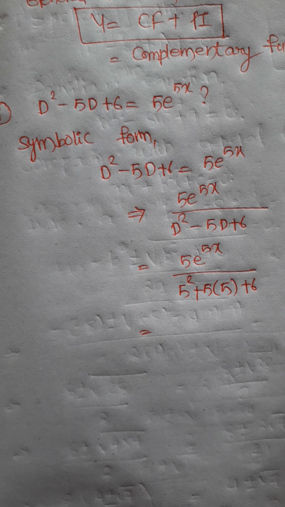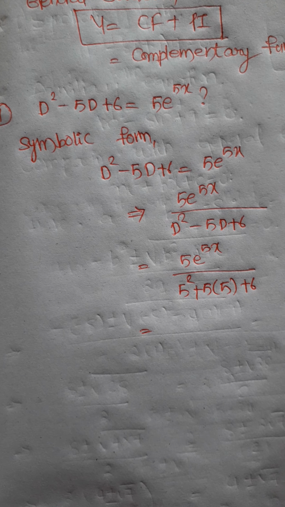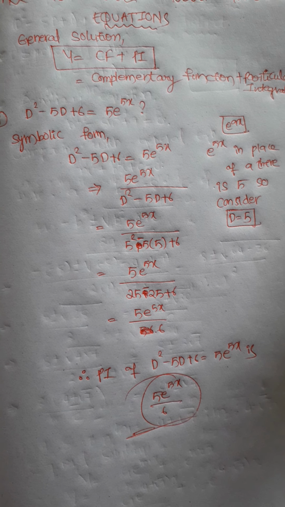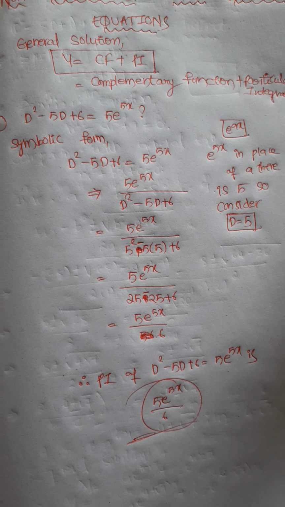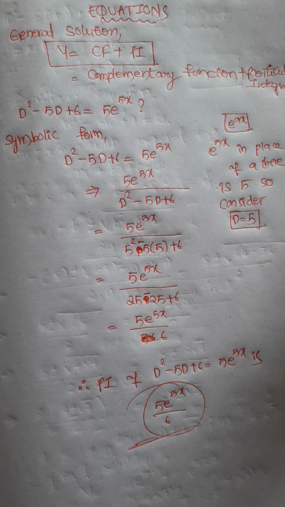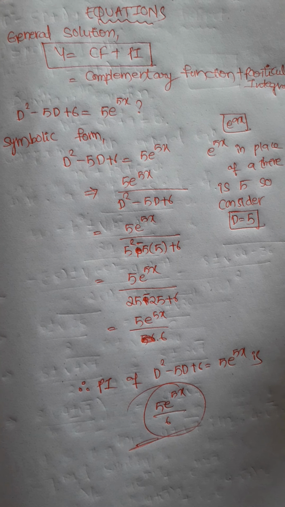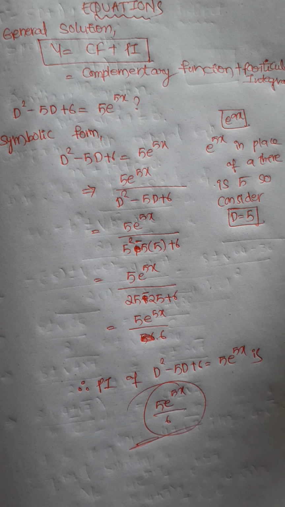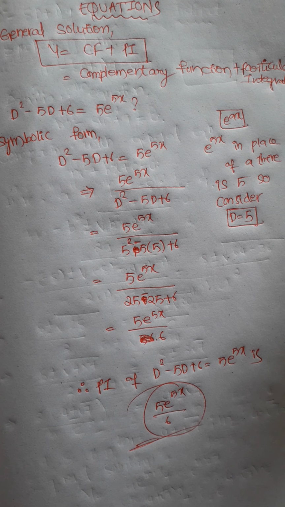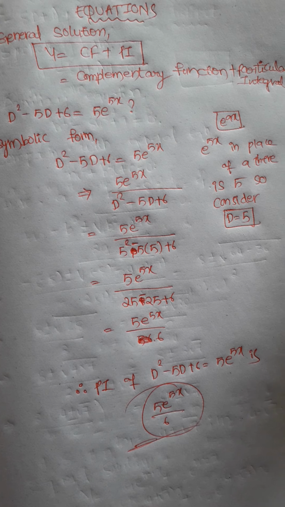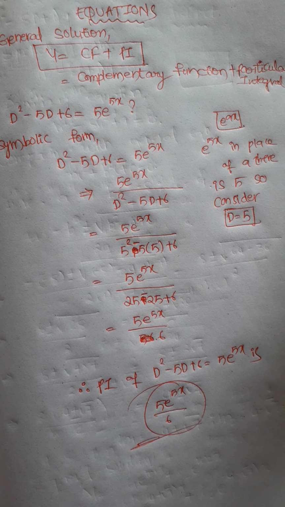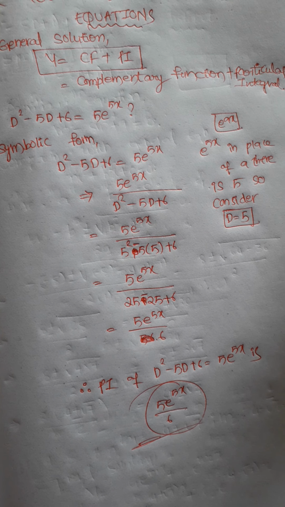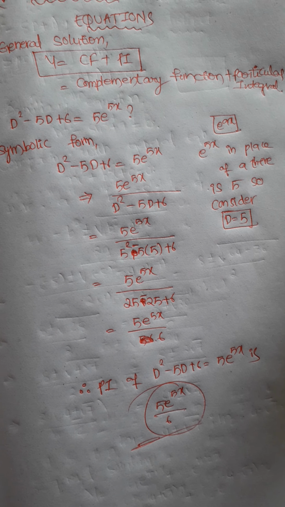Hence 5 e power 5x by (5 squared plus 5 into 5 plus 6). Substituting the value of 5 in place of D, we get 5 e power 5x by (5 squared minus 5 into 5 plus 6), which is 5 e power 5x by (25 minus 25 plus 6). Here at last we get the particular integral of (D squared minus 5D plus 6) y equals 5 e power 5x. Then the value of PI is 5 e power 5x by 6. Thank you.